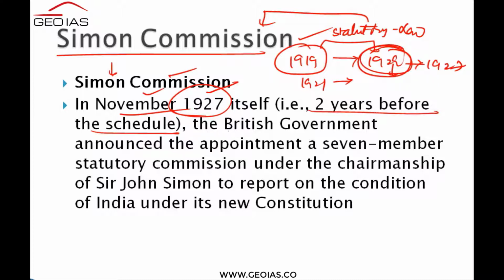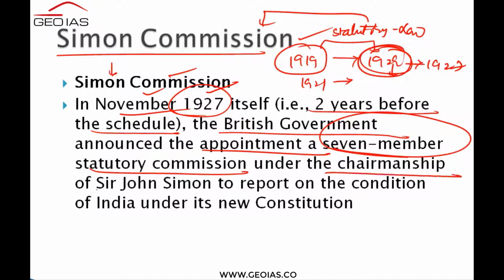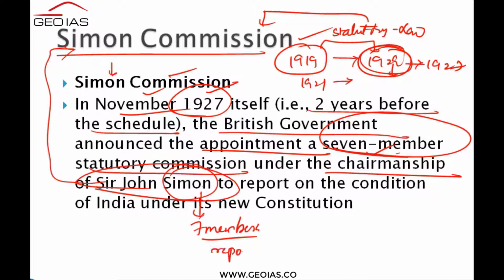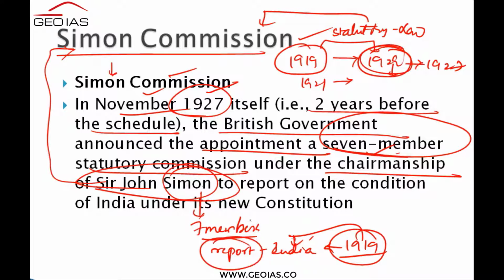The British Parliament announced the appointment of a 7-member statutory commission under the chairmanship of Sir John Simon. That is why we know it by the name Simon Commission. The chairmanship was held by Sir John Simon, and there were 7 members. They will report on the conditions of India after the enactment of the Act of 1919, how it is working in India, headed by John Simon, and they will prepare a report on it and submit it to the British Parliament.